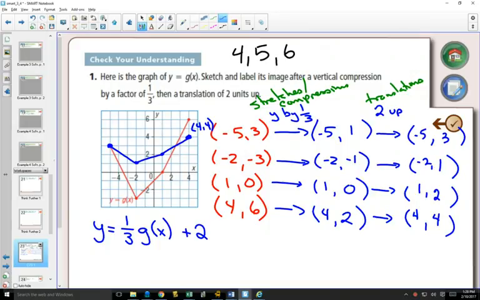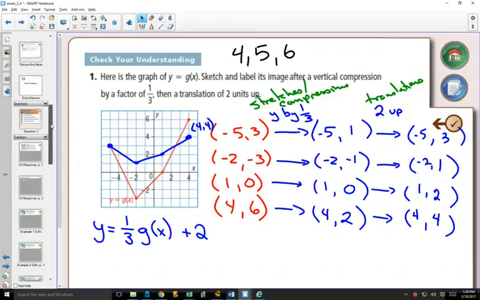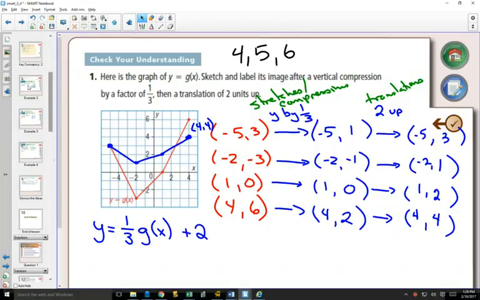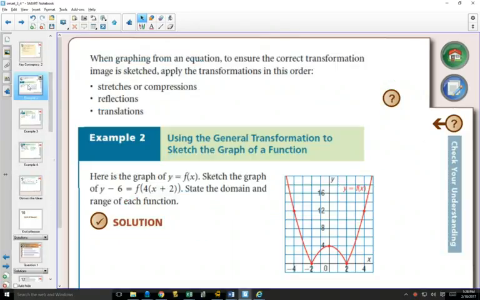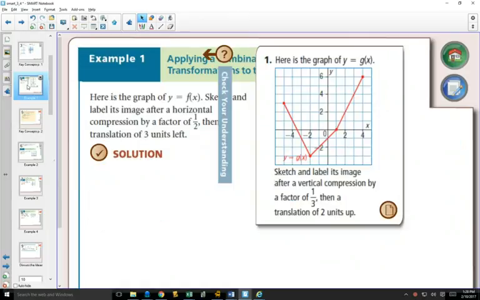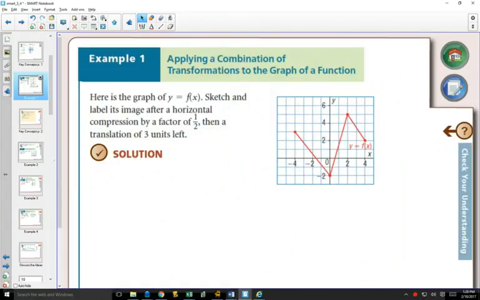Okay, the questions we can do are 4, 5, and 6, but I do want to point out something with the example that's actually in the textbook as well. So just look to the side at example 1. So here's the graph of f of x. We want to sketch and label the image after a horizontal compression by a factor of 1/2, and then a translation 3 units to the left.